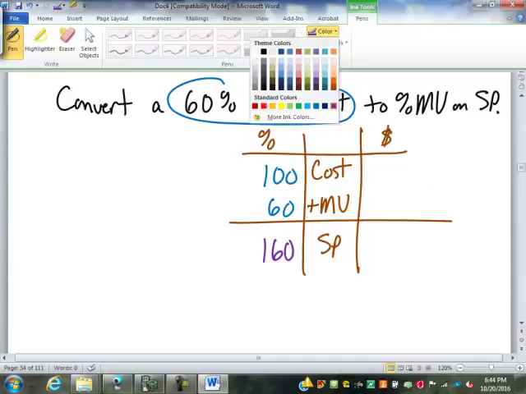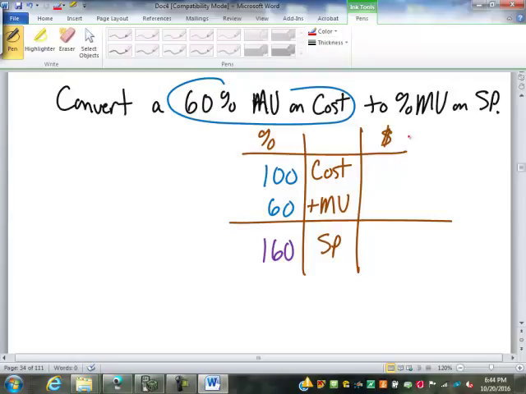I'm going to pick a dollar amount for my cost. I'm going to pick $100. Why? Because I'm lazy. What's my markup going to be? $60. Selling price, 160. See a pattern developing there? As long as I let my cost be $100, all of these numbers are just equal to my percents, because the percent on my cost is also 100. Everything else has to be the same going across.